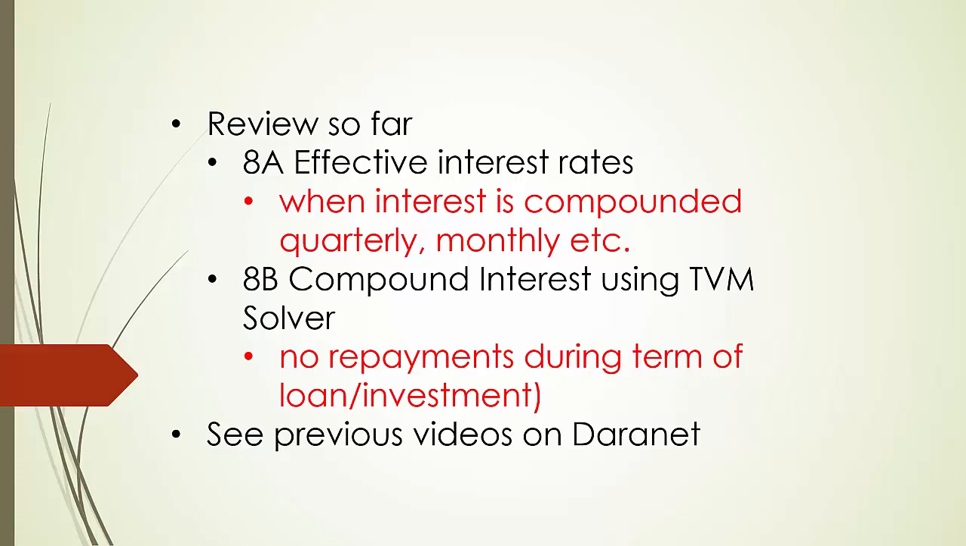Then we looked at 8B, compound interest, using TVM solver. This is just another way of calculating compound interest without using the written formula, and you're using TVM solver, which is found by doing apps, finance, TVM solver. If you can't remember how to use that, then refer to the video I made for 8B. And just remember that it's just a straightforward compound interest calculation, so the loan or the investment is not being repaid or paid out during the term of the loan, it's just right at the end.